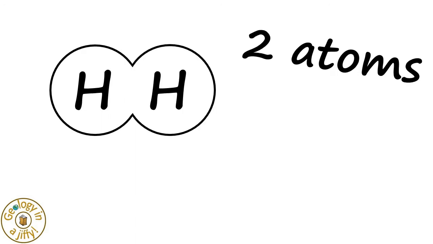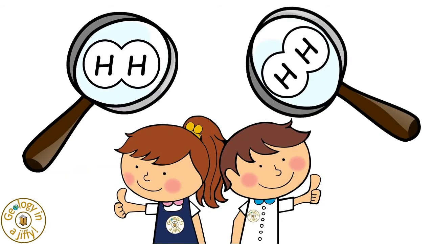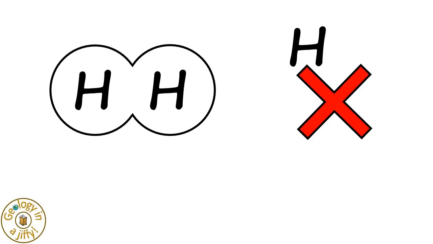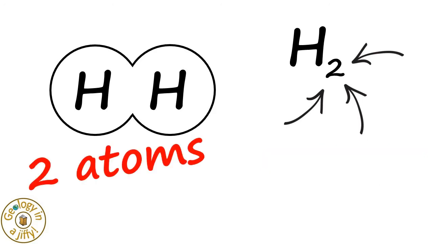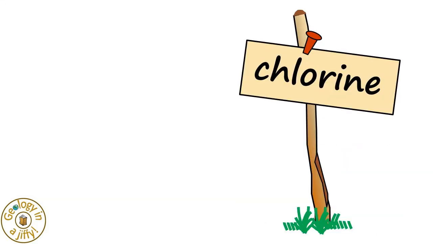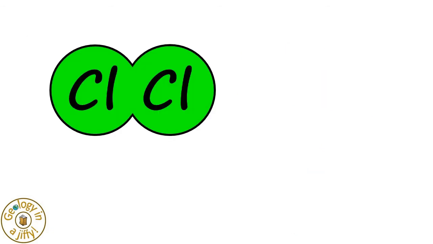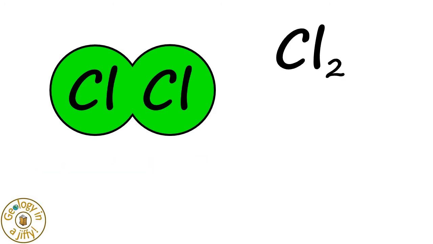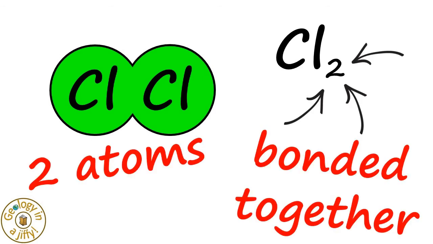This shows two atoms of hydrogen bonded together, so making a molecule, which is how hydrogen exists in the air around us. If we write the symbol for this hydrogen molecule, if we wrote only capital H, it would be wrong. If we wrote H2, we would be correct, because the 2 is written subscript, meaning there are two atoms of hydrogen bonded together. Let's look at chlorine with the symbol capital C and lowercase l. Chlorine is diatomic, meaning it exists as a molecule of two atoms bonded together. The symbol is Cl2, the subscript 2 telling us there are two atoms of chlorine bonded together.